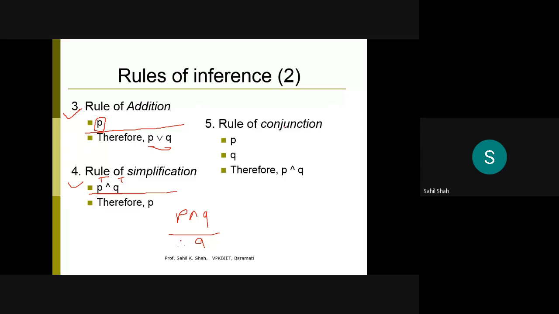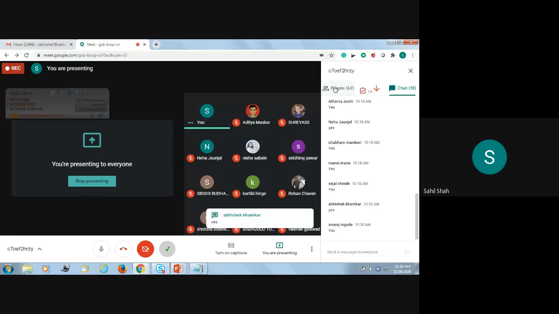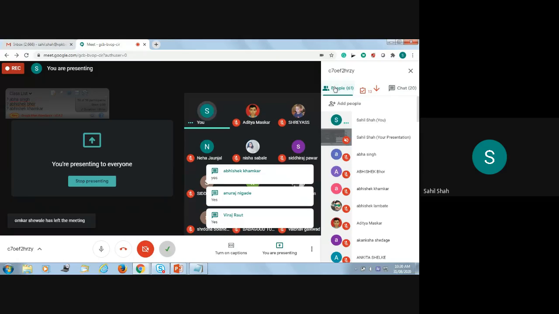Next is rule of conjunction. As I am repeatedly mentioning, P conjunction Q is true if and only if P is true as well as Q is true. In rule of conjunction, we have been given both P and Q as the premises. Both are true, then the conclusion P conjunction Q is true. This is known as rule of conjunction. Is it fine? Shall we proceed? Yes. Okay. Fine.